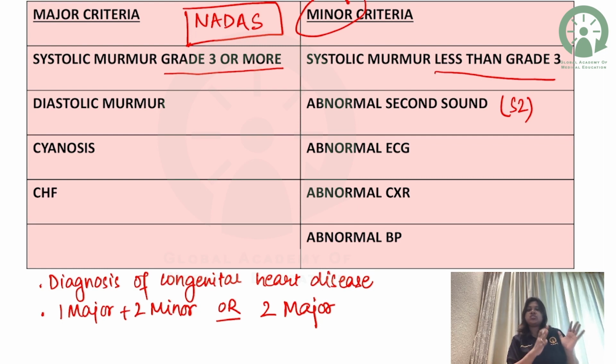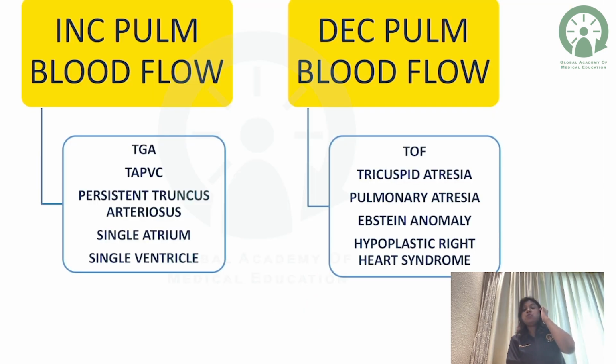So we have the major and the minor. You can get confused in the systolic murmur. Systolic murmur is present in both major and minor. Remember, systolic murmur grade 3 or more falls in the major criteria, whereas less than grade 3 falls in the minor criteria. Okay, so this is a very important chart.